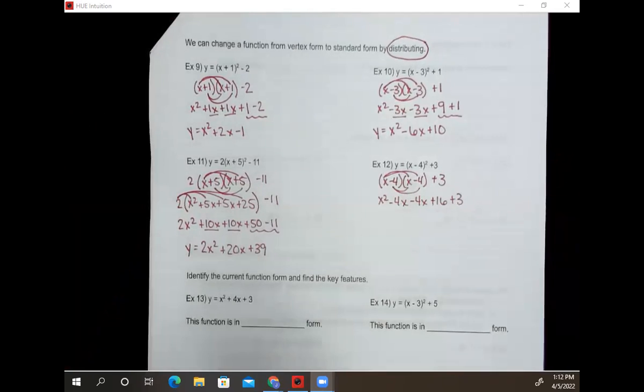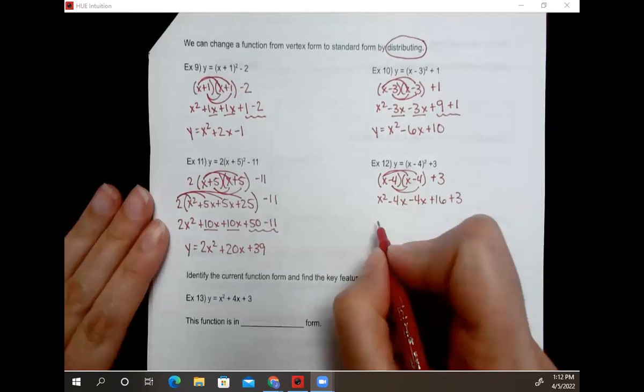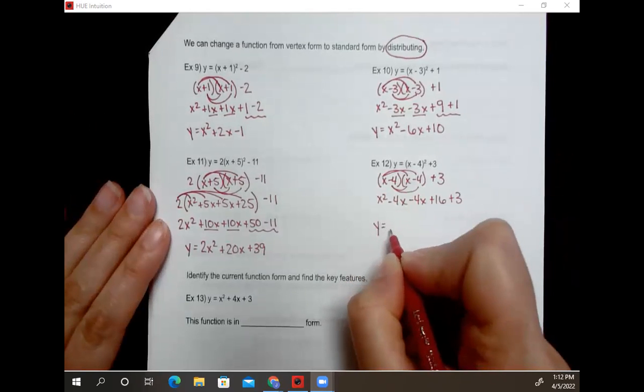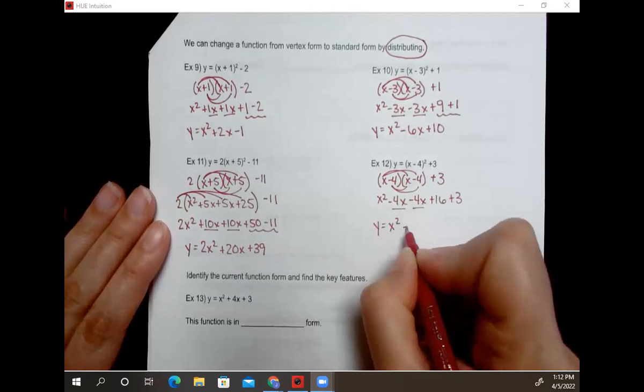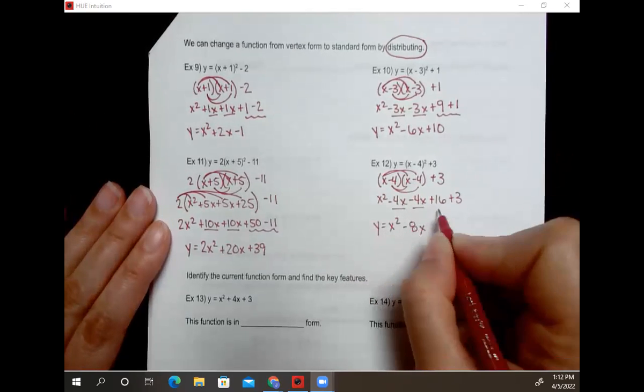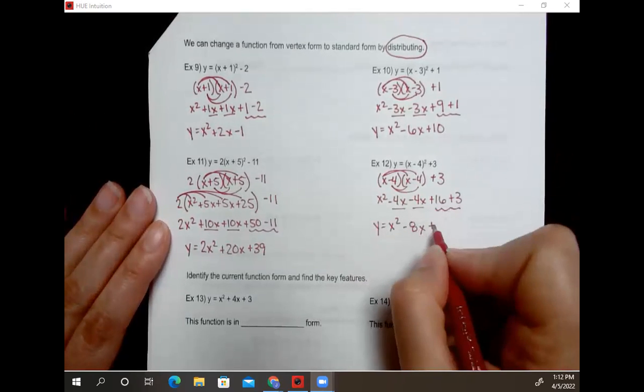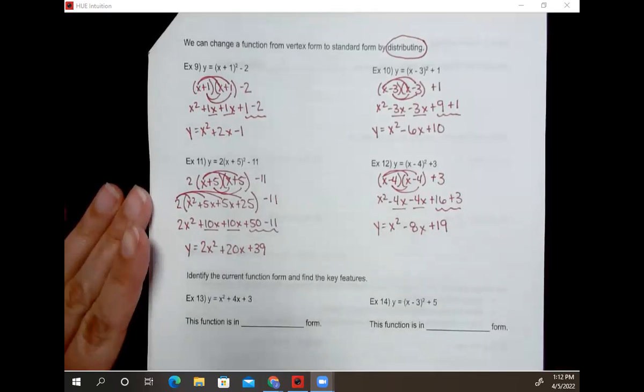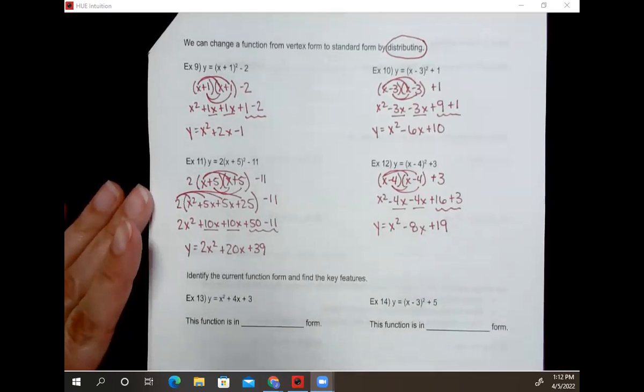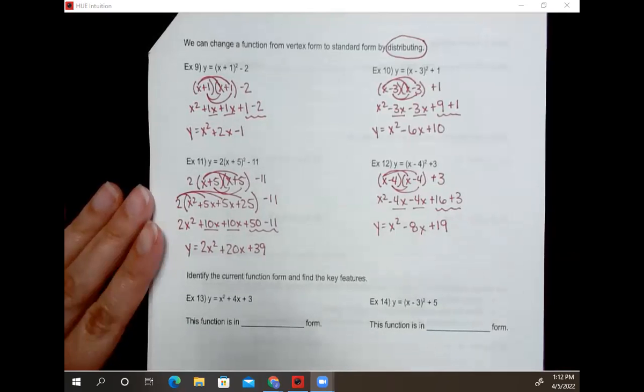Since we're all done multiplying, I can go ahead and combine like terms. So our tidied up version here, our standard form would be x squared minus 4x minus 4x would be minus 8x, and then 16 plus 3 would be plus 19. So x squared minus 8x plus 19. Questions for me on changing to standard form?